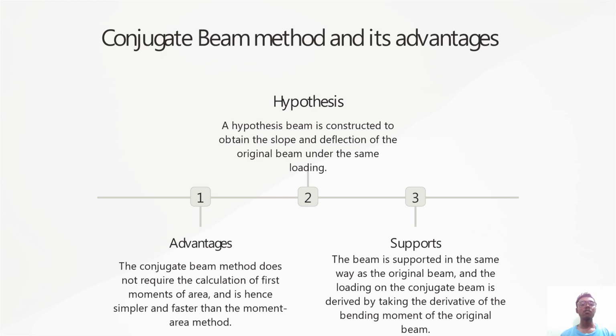And next we will move on to hypothesis. A hypothetical beam is constructed to obtain the slope and deflection of the original beam under the same loading. Next, supports. The beam is supported in the same way as the original beam, and the loading on the conjugate beam is derived by taking the derivative of the bending moment of the original beam.